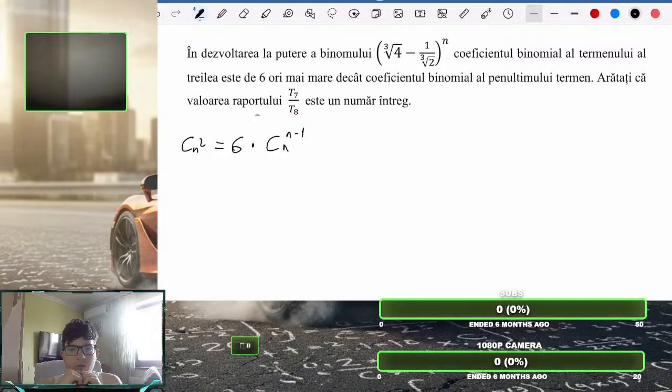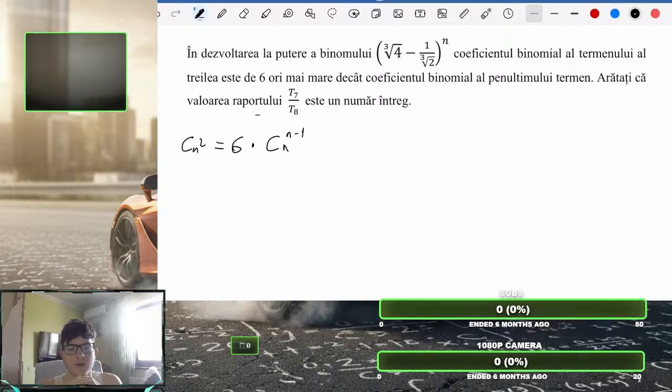Okay, so let me think about this. So first of all, of the third term, the binomial coefficient is just Cn2, as it's Cnk, the formula, and k is essentially 2, as it's 2 plus 1 for 3. And that is 6 times bigger than the one of the last one.